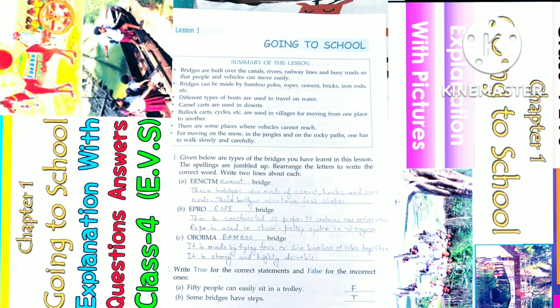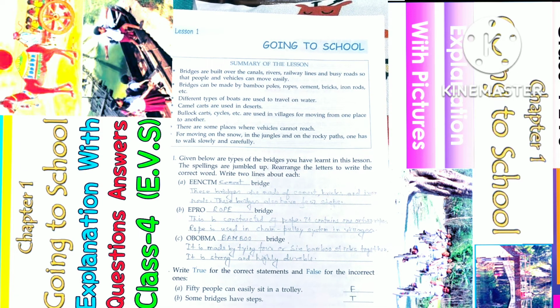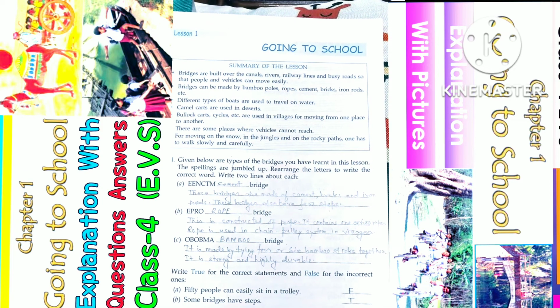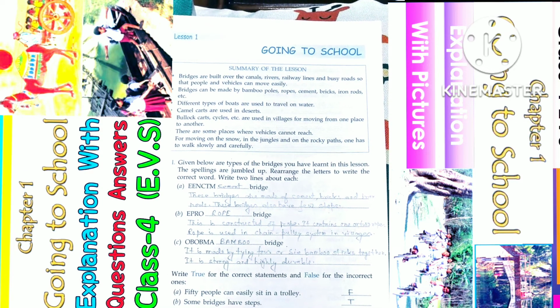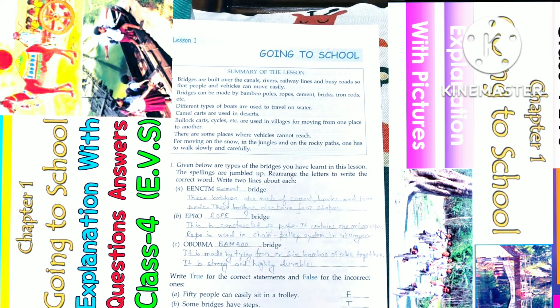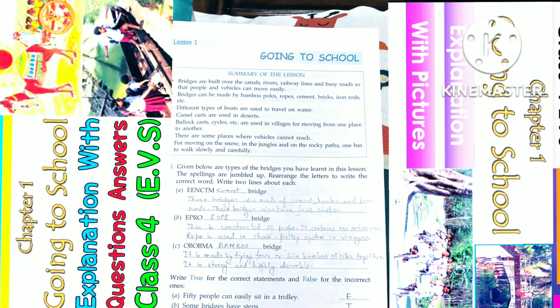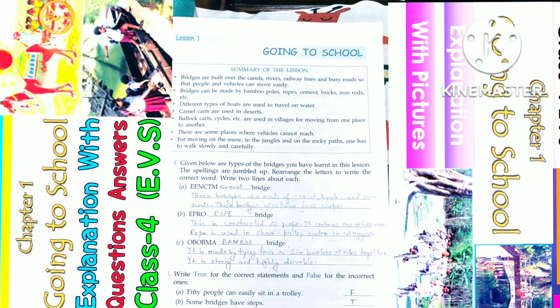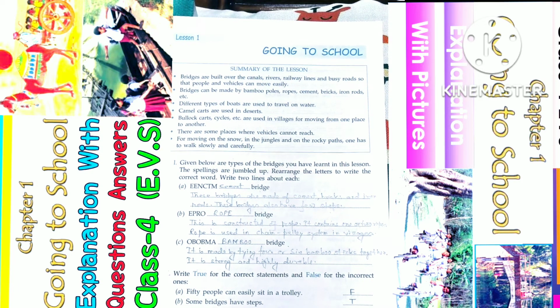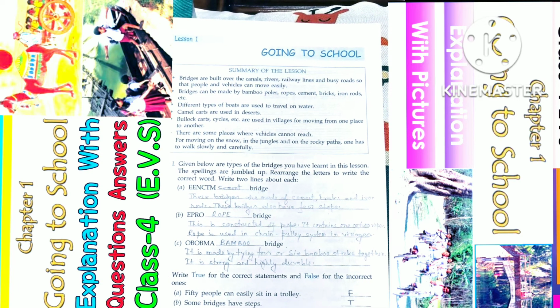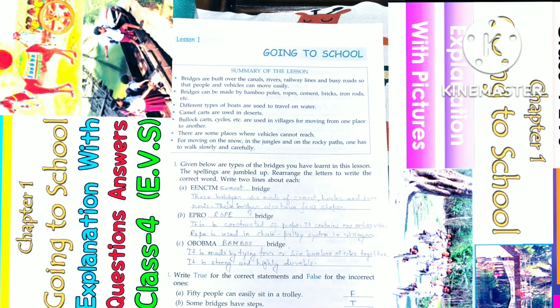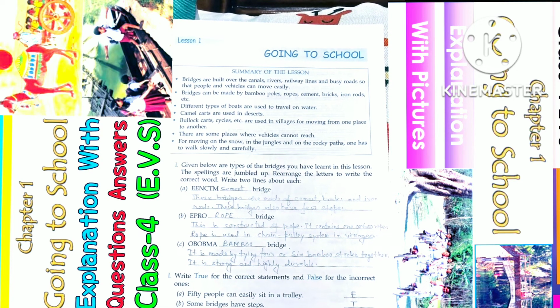Different types of boats are used to travel on water. Just like in water transport, they are used over there. Camel carts are used in deserts, just like in Rajasthan. There we can see the camel cart. Bullock carts, cycles, etc. are used in villages in rural areas for moving from one place to another.